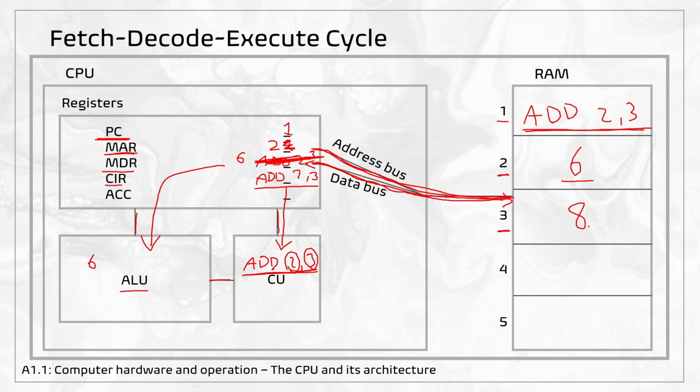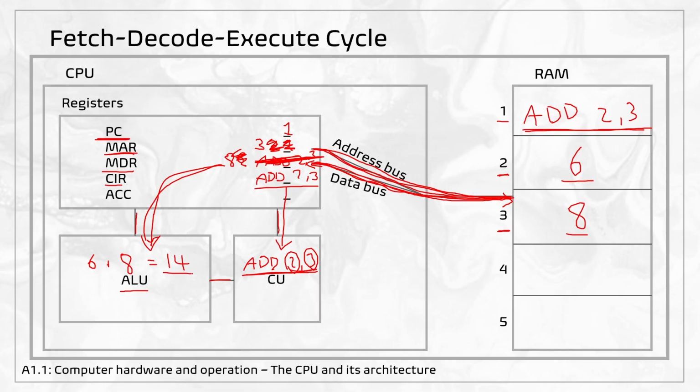Now we need the data from location 3, so the MAR is then set to location 3. Now the address bus goes through, there's a signal through the address bus, and then the number 8 is sent throughout the data bus, and this gets updated to 8. Now the MDR gets updated to 8, which is then sent again to the ALU. And now the ALU with these two numbers can add them together to get the result.